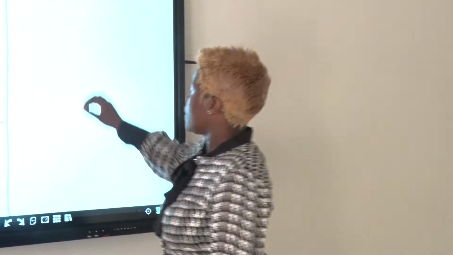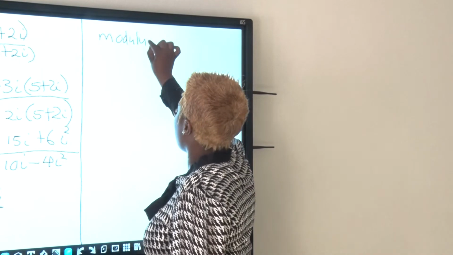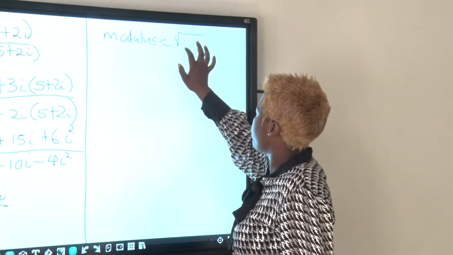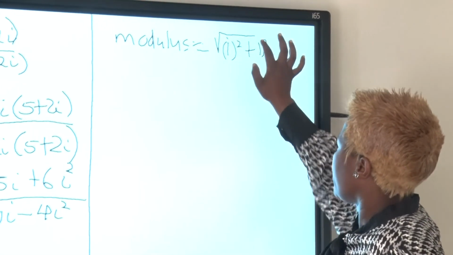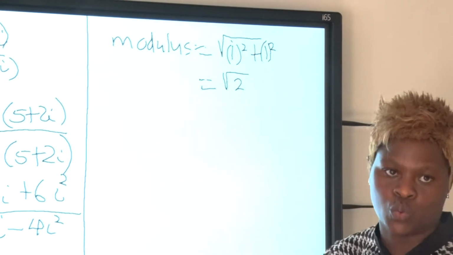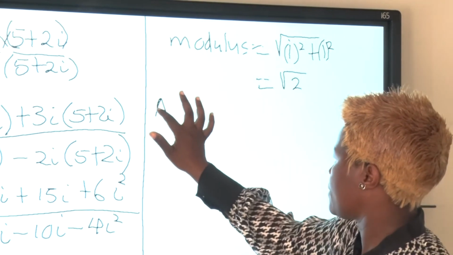We are now on answering the modulus. How do we find the modulus? The modulus is equal to the square root of 1 squared plus 1 squared. When we simplify this, we get the square root of 2. We now move on to find the argument.